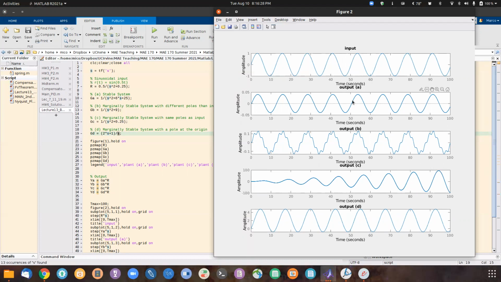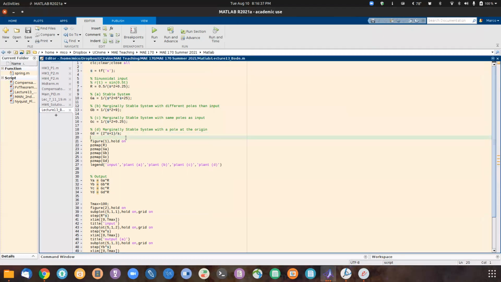So from now on, we're going to consider systems that are either stable or, if marginally stable, have at most one pole at the origin. And so if you remember, this is exactly what we talked about when we introduced the final value theorem. So we're going to consider systems for which the final value theorem would apply. So all the poles on the left-hand side of the complex plane, or at most one pole at the origin.